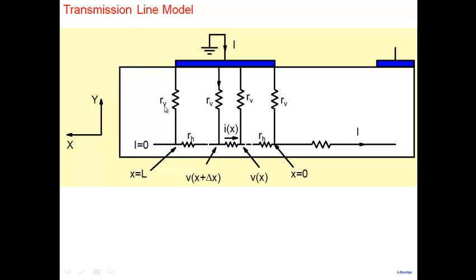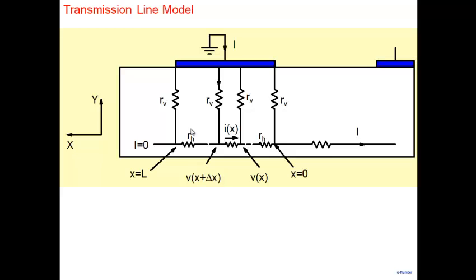Okay, so there is a vertical resistance that you see here, and then there is a horizontal resistance here, and all these resistances are per unit length because we are talking about a distributed model. It's not a lumped model, so we are talking about resistance per unit length here. Okay, so let's look at that here.